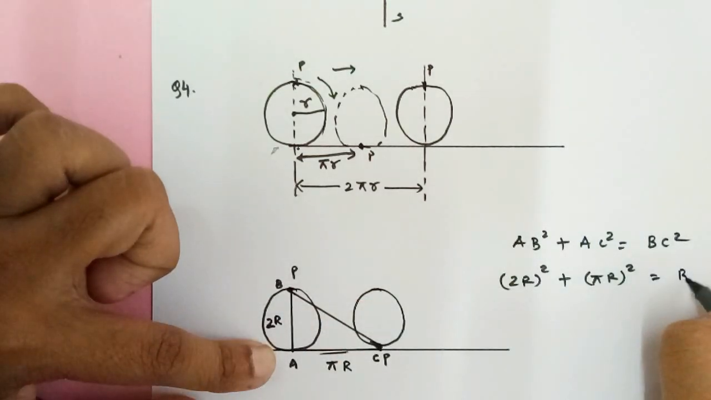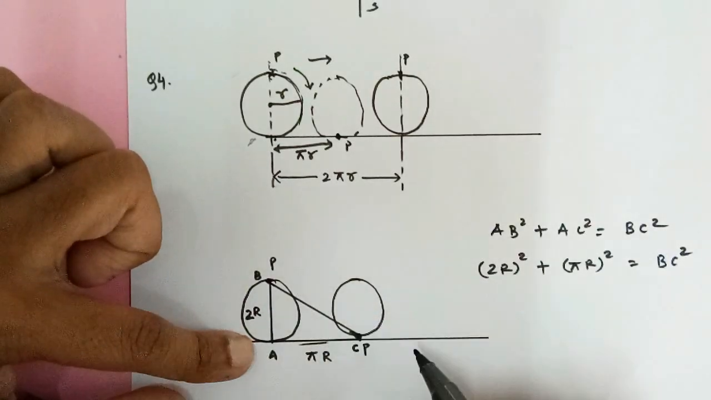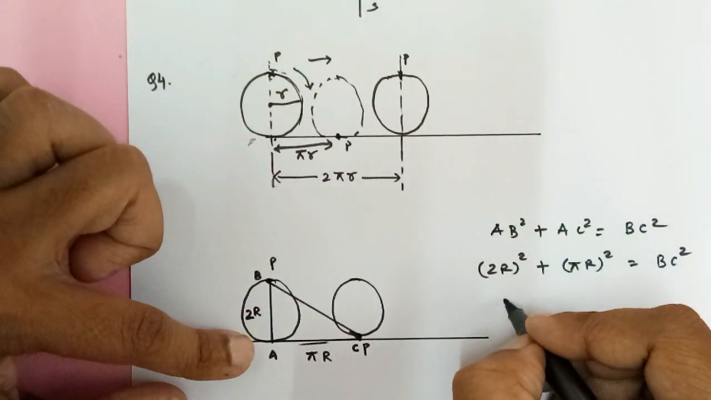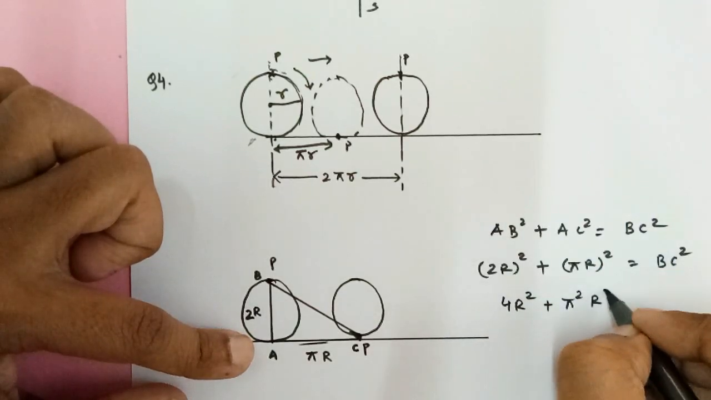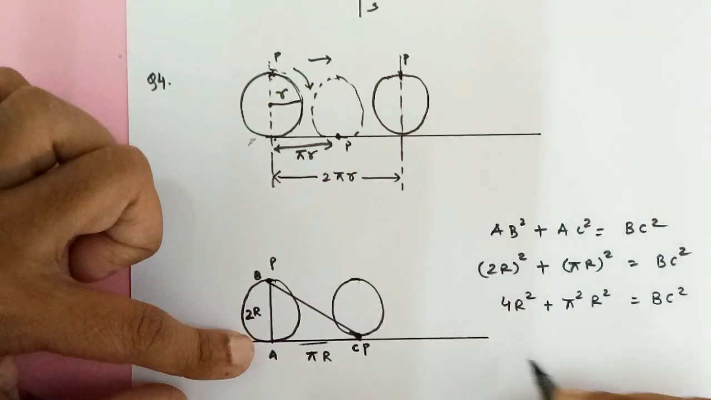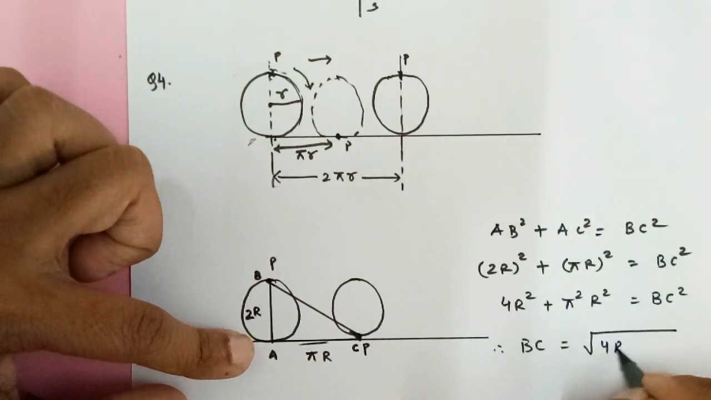This is BC square, right? And BC is what my displacement is. So this would be equal to 4r square plus pi square r square, that is equal to BC square. So BC is equal to under root of 4r square plus pi square r square.